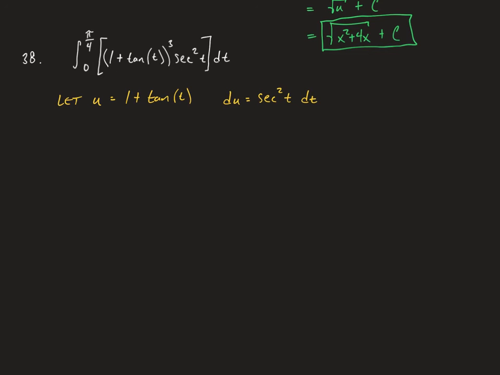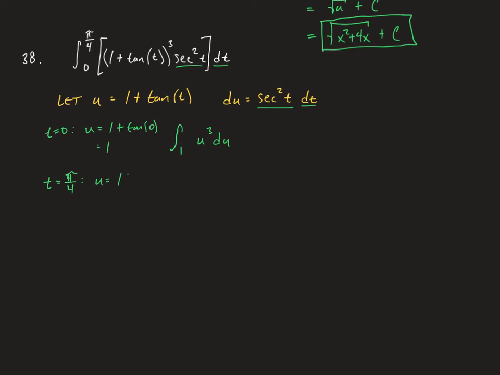Okay, let's make sure that all of these are components that we want. Secant squared of t is there, and dt is there. This is good. We've got everything we need. Okay, so I'm going to rewrite this then as a definite integral of u to the third du, and I just want to be careful about the bounds of integration here. So let's say that t is equal to 0. What's that going to do to u? Well, u is equal to 1 plus tangent of t. So tangent of 0 plus 1, that's going to be equal to 1.